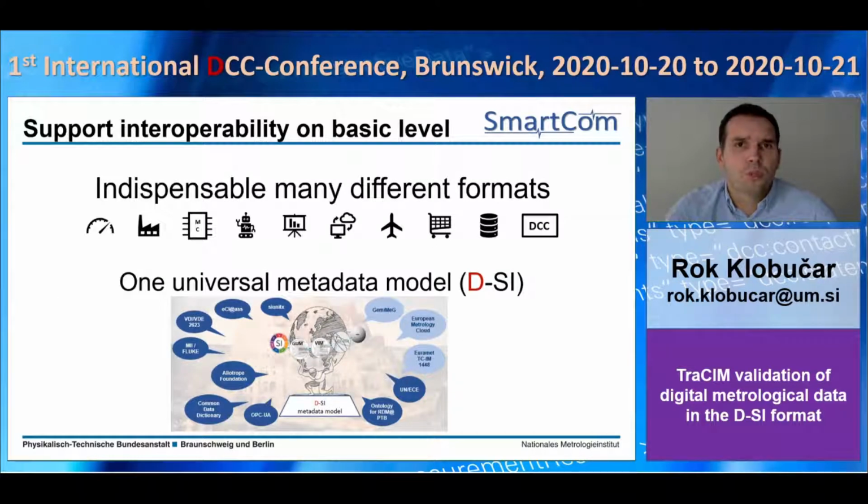SmartCom should support interoperability only on the basic level. There are a lot of different formats that are used, and DSI should help to speak a common language on a basic level. These are the minimum requirements, and in the future, all formats can be based on this, on the DSI. Which metadata should be available from a metrological point of view.